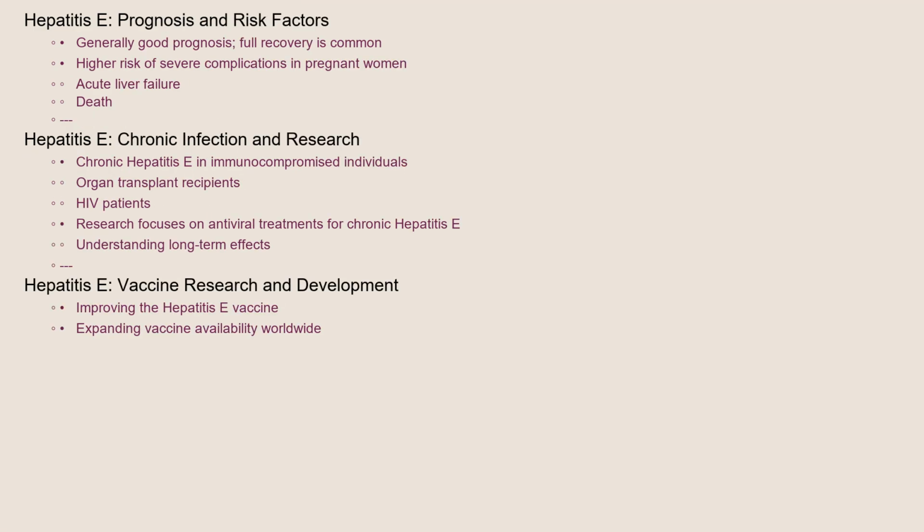The prognosis for hepatitis E is generally good, with most individuals making a full recovery. However, pregnant women are at higher risk of severe complications, including acute liver failure and death. Chronic hepatitis E can occur in immunocompromised individuals, such as organ transplant recipients or those with HIV.